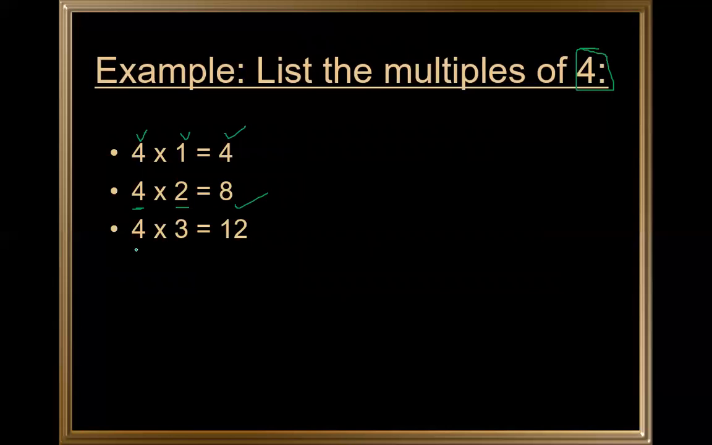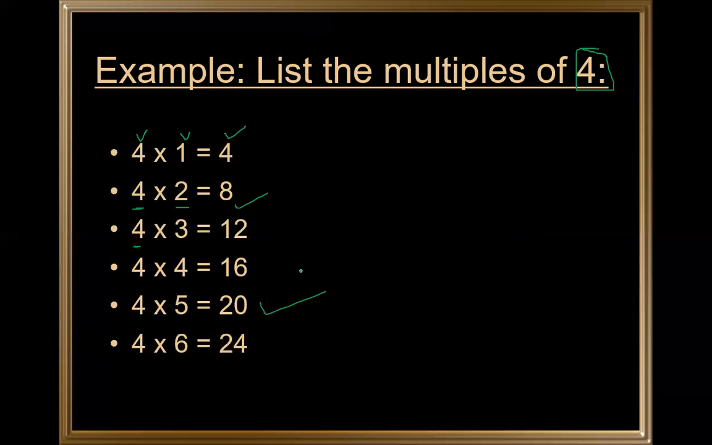Then I have multiplied the same number 4 with the third number, that is 3. 4 multiplied by 3 will give you 12. Then 4 fours are 16, 4 fives are 20, and 4 sixes are 24. So what are these? From 1, 2, 3, 4, 5, 6.